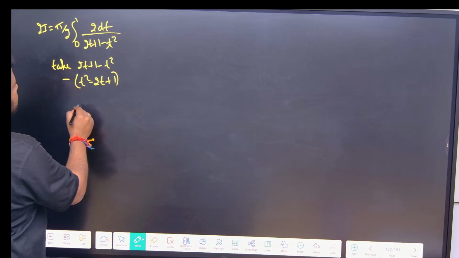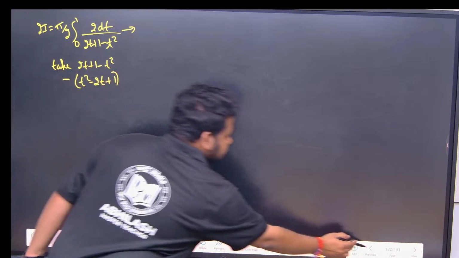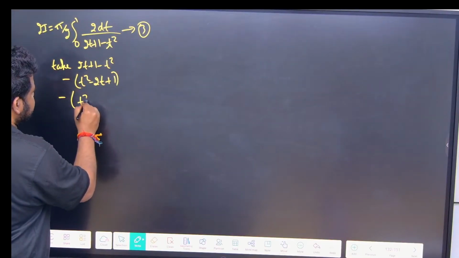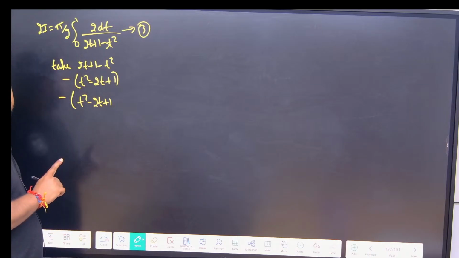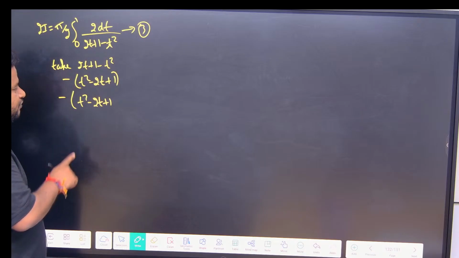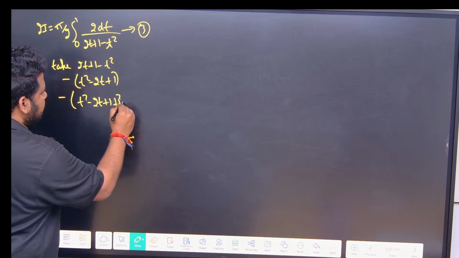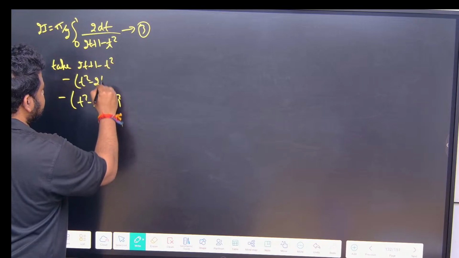Next up what you will do? Let this be equation 2. Let this be equation 3. Observe carefully, t square minus 2t plus 1. So here I will use the completing the square method. Half I should multiply to the coefficient of t. Coefficient of t is 2. Half into 2 will become 1. So 1 square I should add and subtract. So this will become minus 1.